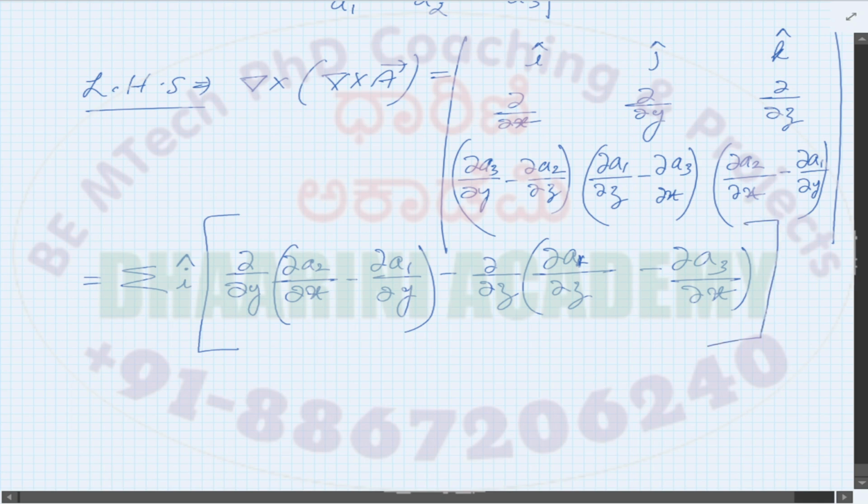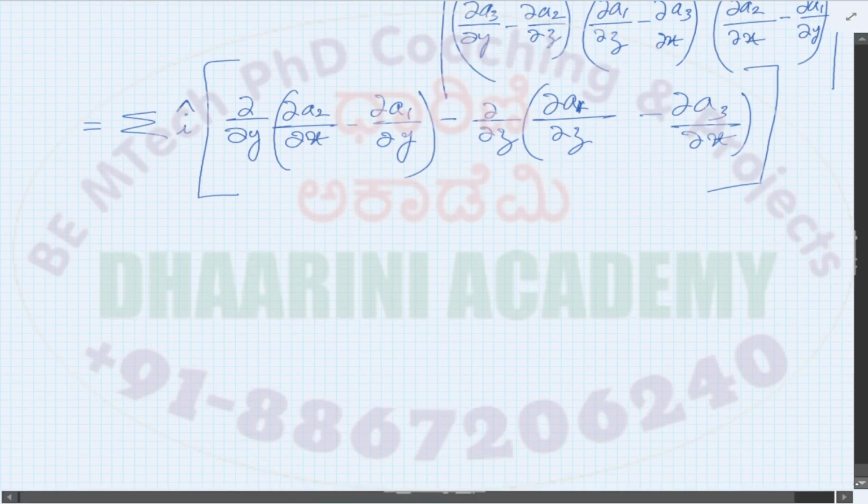I need to take the summation in this bracket. Let us expand the terms now, just to make sure that we'll be able to understand what exactly we are going to do now. So this is equal to summation I cap into, I'll apply the partial derivative to each of the terms. So the first term becomes ∂²A2/∂x∂y minus ∂²A1/∂y².